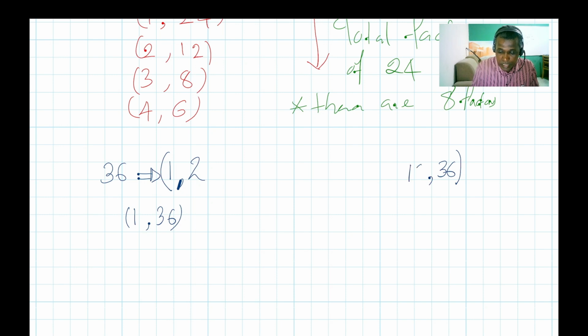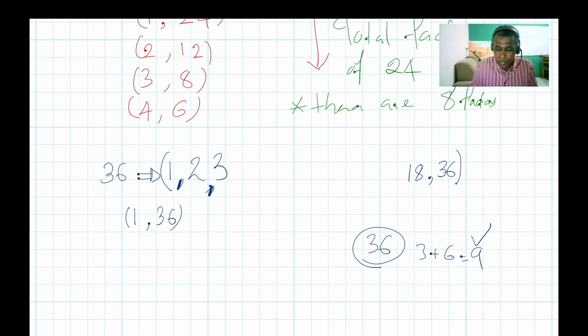36, is it on 3 table? Is it divisible by 3? Yes, of course it is divisible by 3. 3 plus 6 is 9, and 9 is divisible by 3, so it is on 3 table. 3 times 12 is 36.